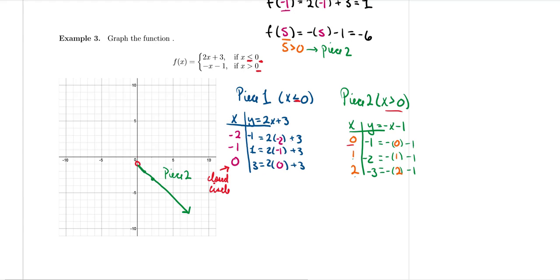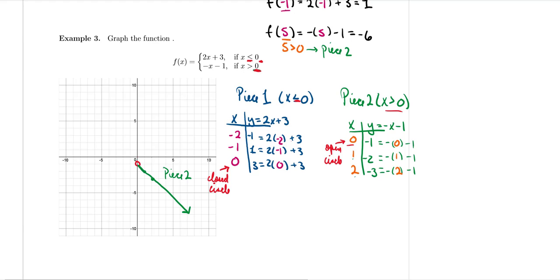So make sure that you include the endpoints, guys, of the pieces. Now, if it's included, it's a closed circle, but if it's not included, if it's only a greater than or less than, then this one here is an open circle. Okay, so we graph piece 2.